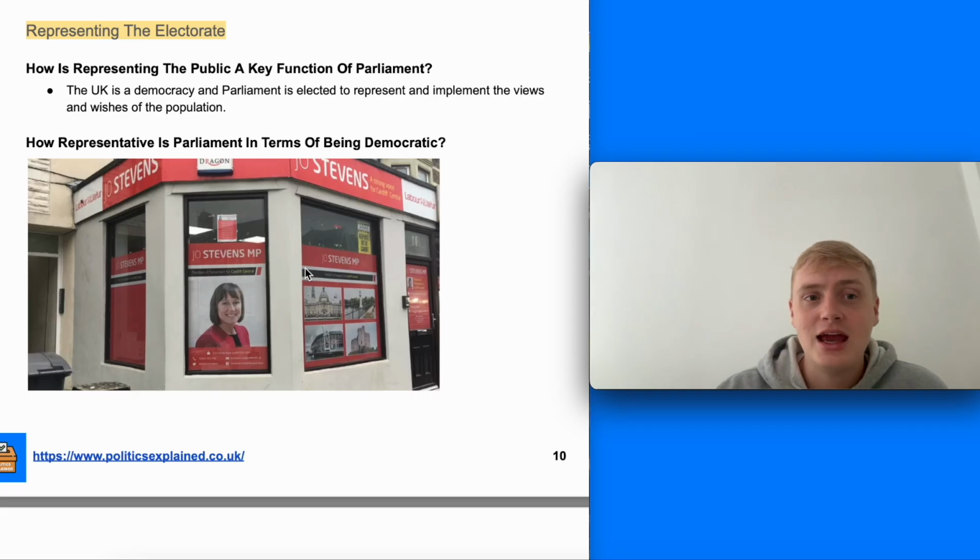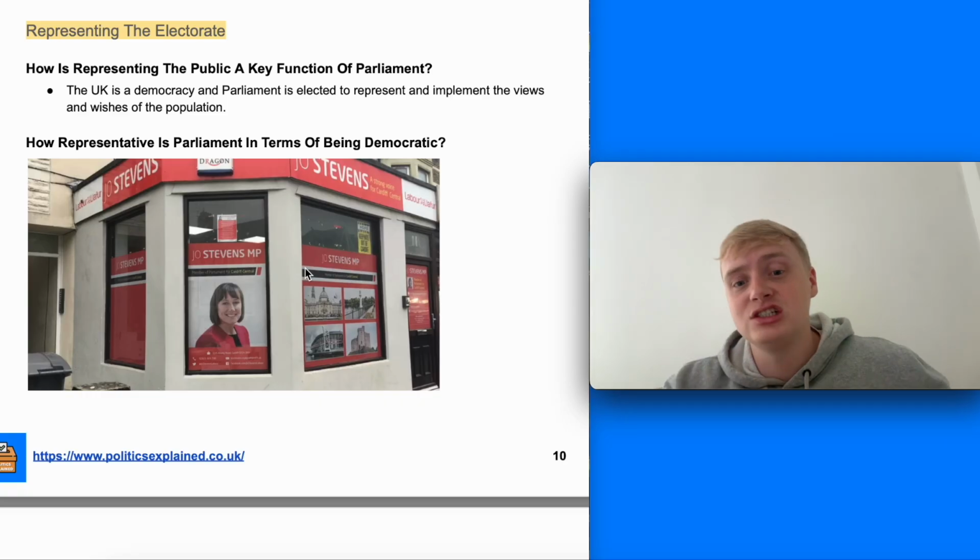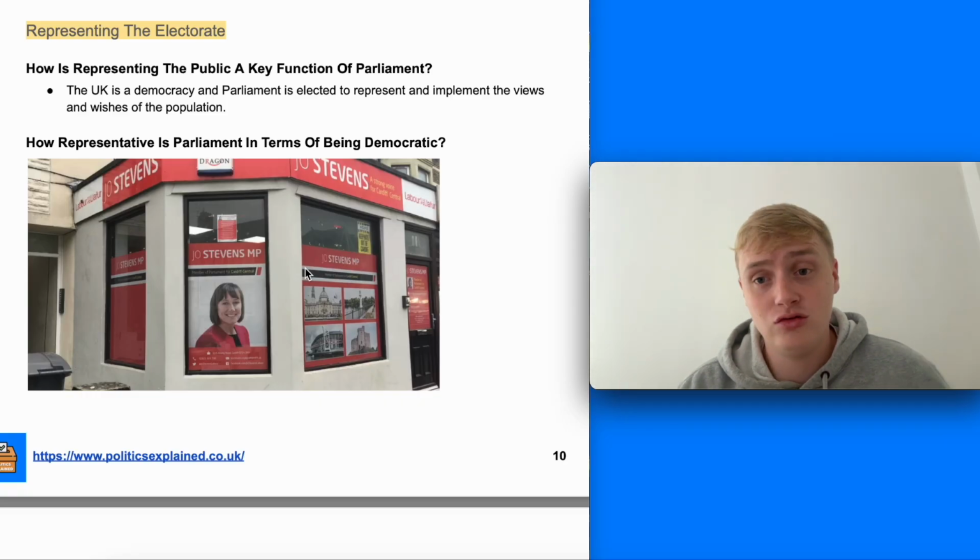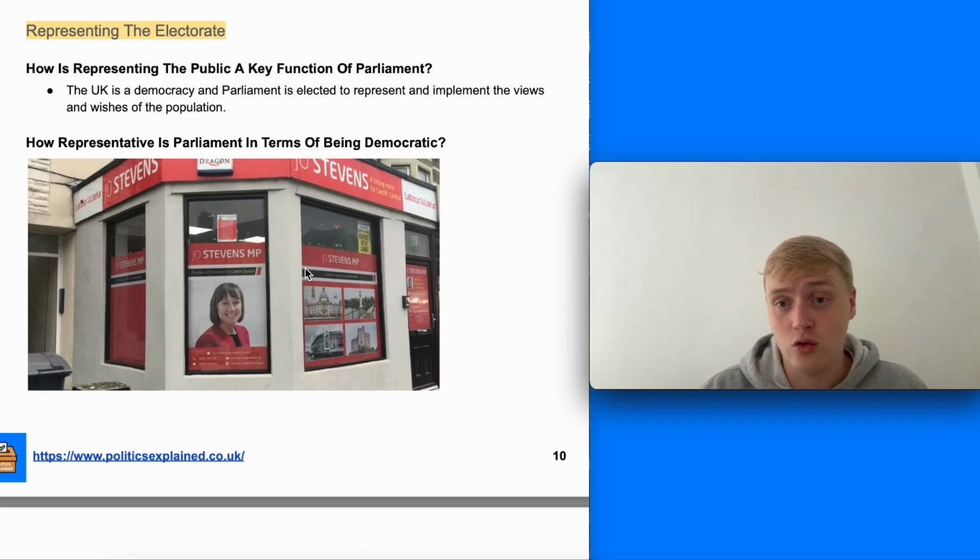So the UK is a democracy, and Parliament is elected to represent and implement the views and wishes of the population. You could get a question in the exam on something quite specific, like to what extent is Parliament representative, or evaluate the view that Parliament is representative of the electorate. And in this, I'd break it down effectively in 3 paragraphs on 3 different ways of thinking about representation.